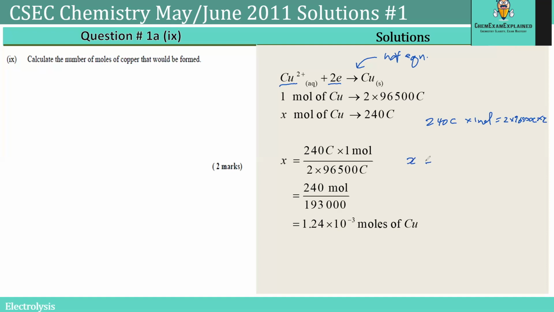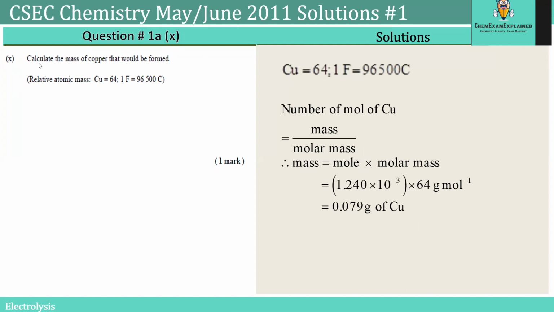So x is really equal to 240 coulombs divided by 2 times 96500 coulombs. And so we're going to now divide 240 by 193,000 coulombs. And that gives us a value of 1.24 times 10 to the minus 3 moles of copper. So this is the moles of copper that would be needed to produce 240 coulombs.